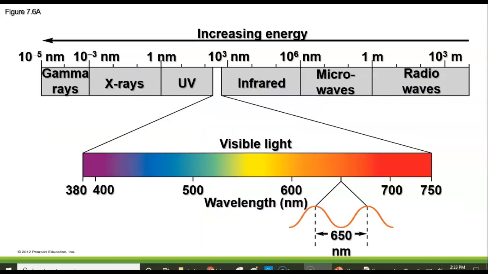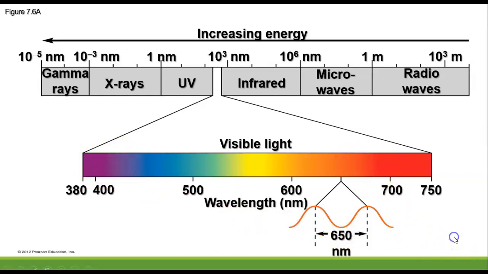Of course, when we look at the electromagnetic spectrum, remember that the visible light spectrum is a very small part of the overall electromagnetic spectrum. Chlorophylls are going to absorb light mostly in the violet to blue range of colors and in the orange to red colors, so around 400 or so nanometers to around 650 to 700 nanometers.